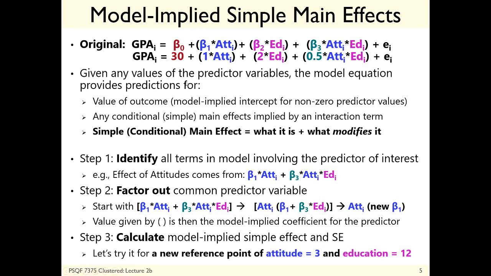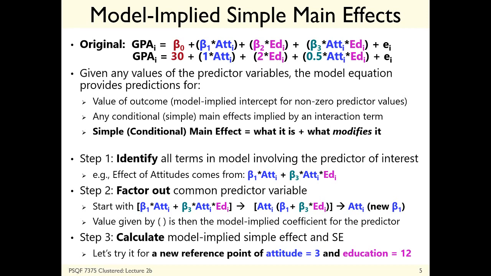So for instance, if I want the simple main effect of attitudes, here's my equation up here. I have to pull out of this equation every term that has something to do with attitudes. So I don't need the intercept because that doesn't have anything to do with attitudes. I do need beta 1 times attitudes. I don't need beta 2 because there's no attitudes in there. I do need beta 3. So that gives me this.